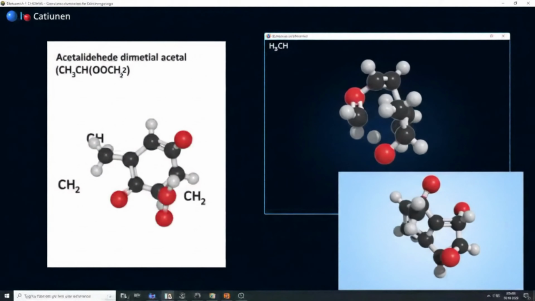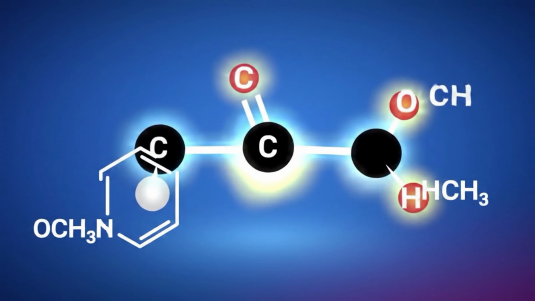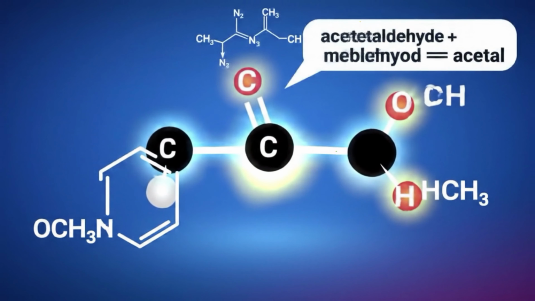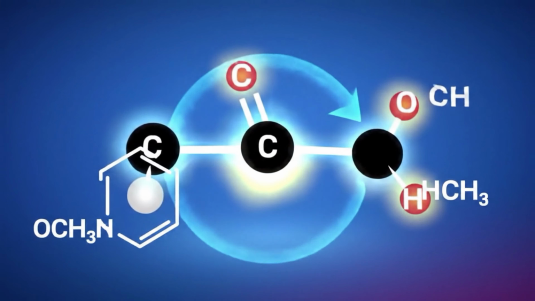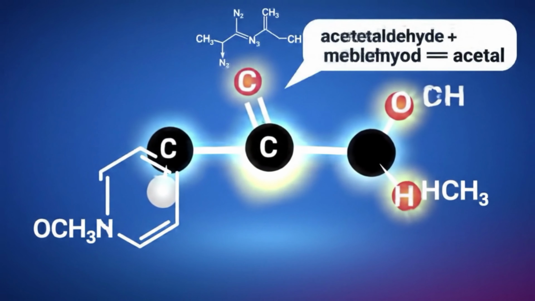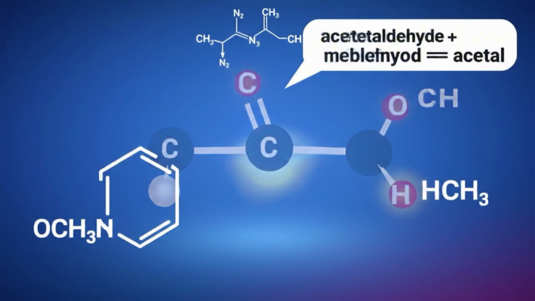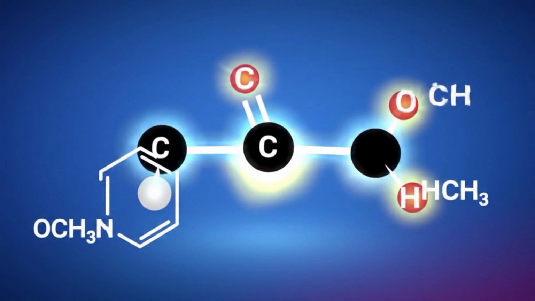Acetaldehyde dimethyl acetal has a central carbon atom that's pretty busy. It's bonded to a hydrogen, a methyl group, CH₃, and two methoxy groups, OCH₃. This setup makes it an acetal, a special type of compound formed when an aldehyde reacts with alcohols. In this case, it comes from acetaldehyde and methanol.